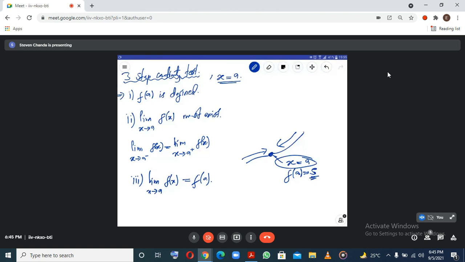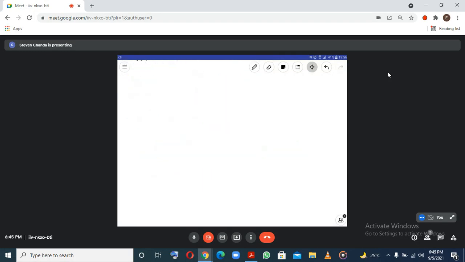Okay, so that's the key thing with regards to these things. Let's look at an example. Look at a piecewise function.